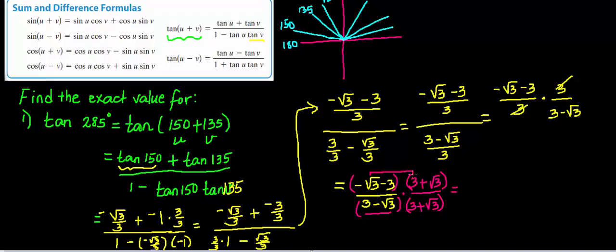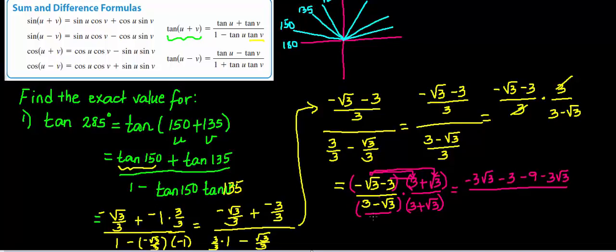Negative square root of 3 times 3, that's negative 3 square root of 3. Negative square root of 3 times positive square root of 3, that's going to equal negative 3. Negative 3 times 3, that's going to be negative 9. And negative 3 times the square root of 3 is negative 3 square root of 3. That's what you get from your FOIL in the top.